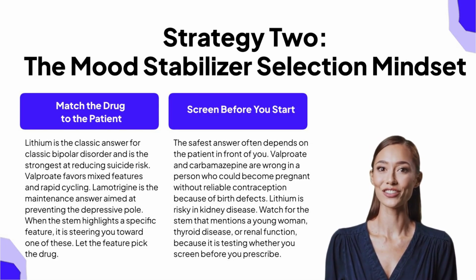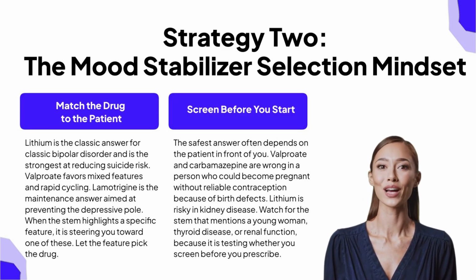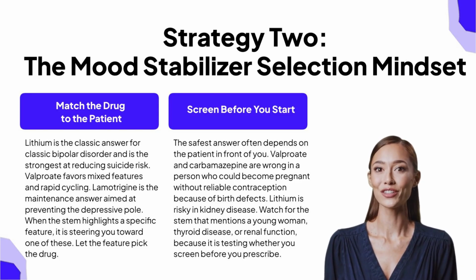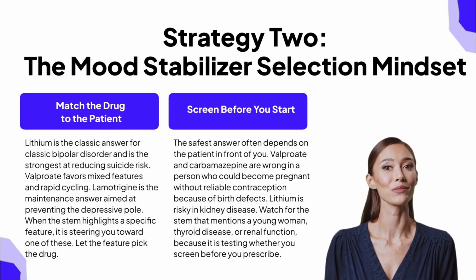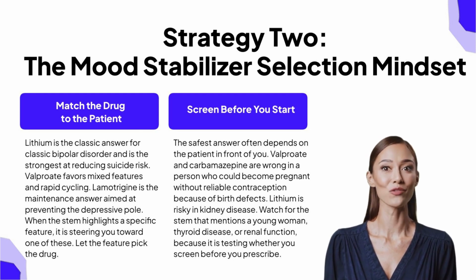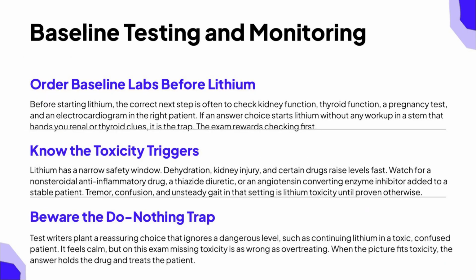Just as important, screen before you start. Valproate and carbamazepine are wrong in a person who could become pregnant without reliable contraception because of the risk of birth defects. Lithium is risky in kidney disease. When a stem mentions a young woman, thyroid disease, or kidney function, it is quietly testing whether you check safety before you prescribe. Baseline testing and monitoring is a favorite theme.